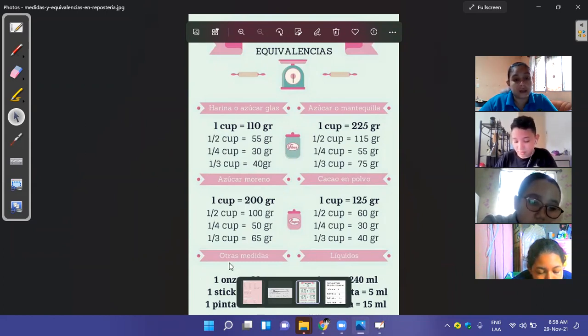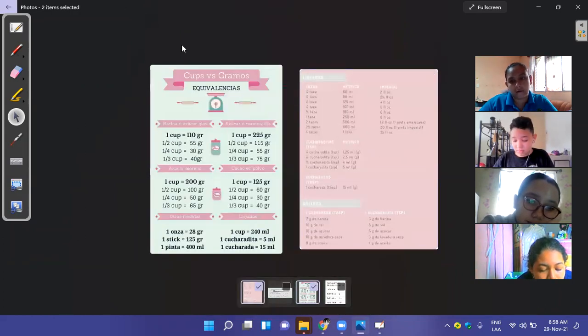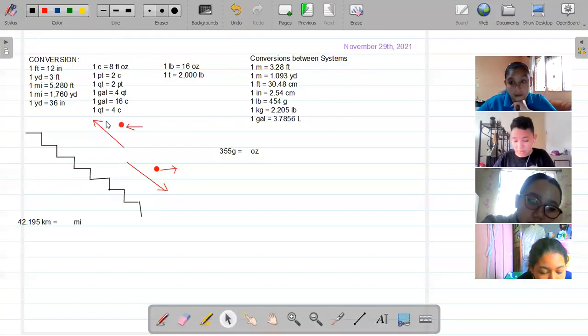These are for liquids, these are other measurements, and then you have azúcar, harina o azúcar, azúcar o mantequilla, and I am going to specify what you're going to do with this, okay? So for right now, let's keep it like that, and I will be showing you afterwards how we are going to use this. Right now, we're going to continue with the first conversions, okay?